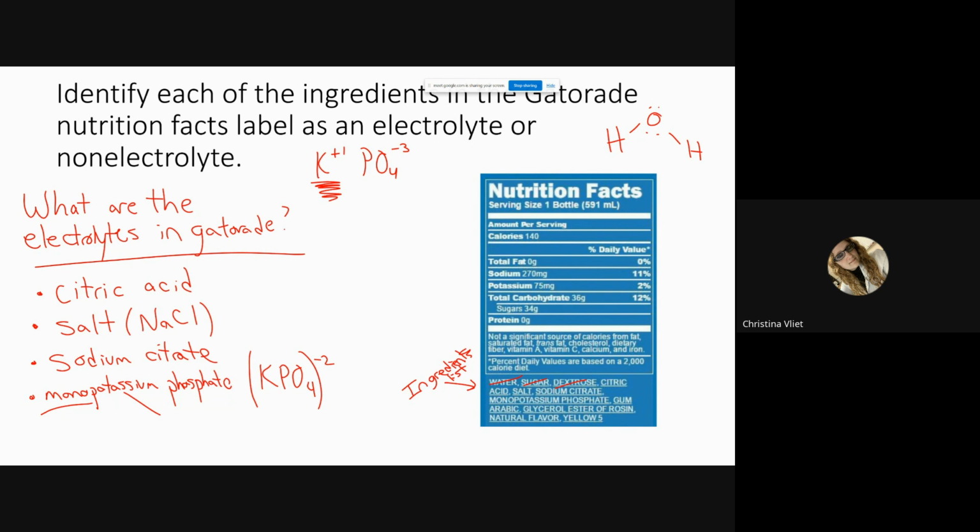Gum arabic, no idea, right? Probably not, because gum. Glycerol ester of rosin. What is that? Probably not. We don't have enough context to figure that one out. Natural flavor. I don't think we have enough context to figure that one out. And then yellow 5. You can look up what that is. Those are like food coloring. Whenever they say yellow 5, red 40, blue 1, those are all like they took food coloring and added it to your food, and that's how it got that color.